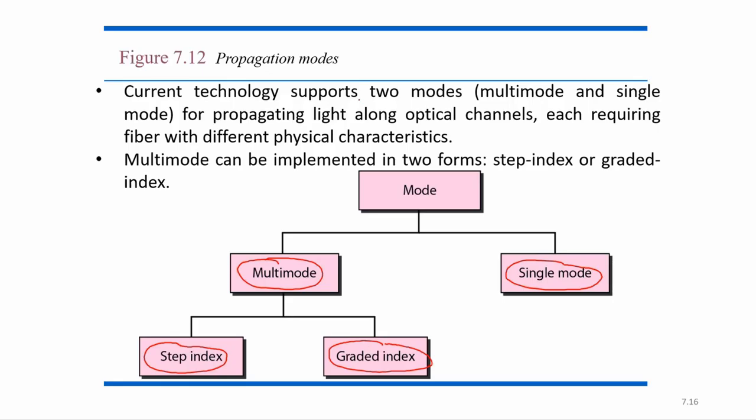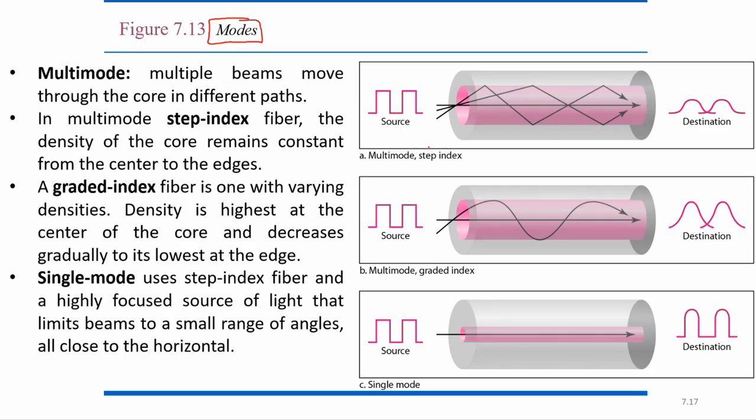The current technology supports two modes, multi-mode and single mode, for propagating light along optical channels, each requiring fiber with different physical characteristics. For multi-mode and single mode, different types of optical fibers are used. They have different physical properties so that they support either multi-mode or single mode. Multi-mode can be implemented in two forms, step index and graded index. With the help of a figure, we can easily figure it out.